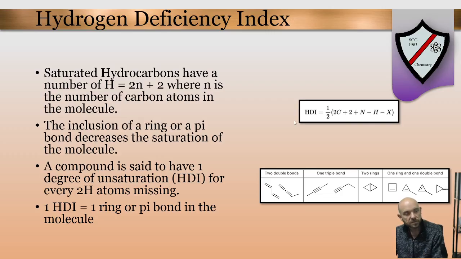And that integer represents the degrees of unsaturation of a molecule, where a fully saturated organic molecule only has sp3 carbons bonded to hydrogens. A degree of unsaturation represents either an enclosed ring in the molecule or one pi bond in the molecule. So 2 degrees of unsaturation can represent 2 double bonds or 1 triple bond, or 2 rings, or even 1 ring and 1 double bond. 3 degrees of unsaturation, for example, could be 3 double bonds, or 1 triple bond and 1 double bond.